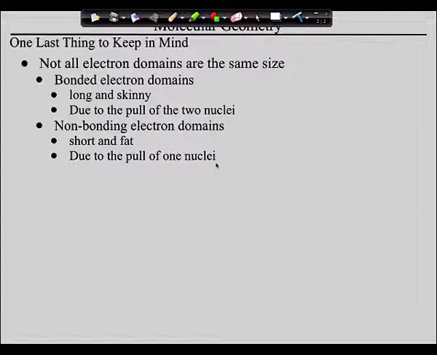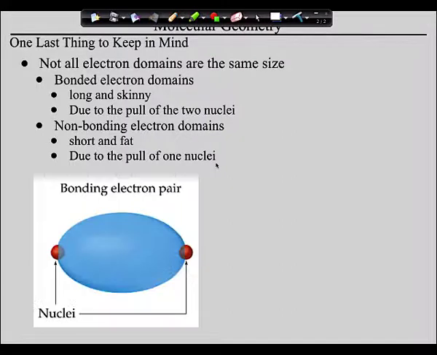And then on Thursday, again, your hands will really get dirty and we'll give you the model kits. So guys, what does this mean? Well, here's the idea. When you picture a bonding electron domain, picture this.